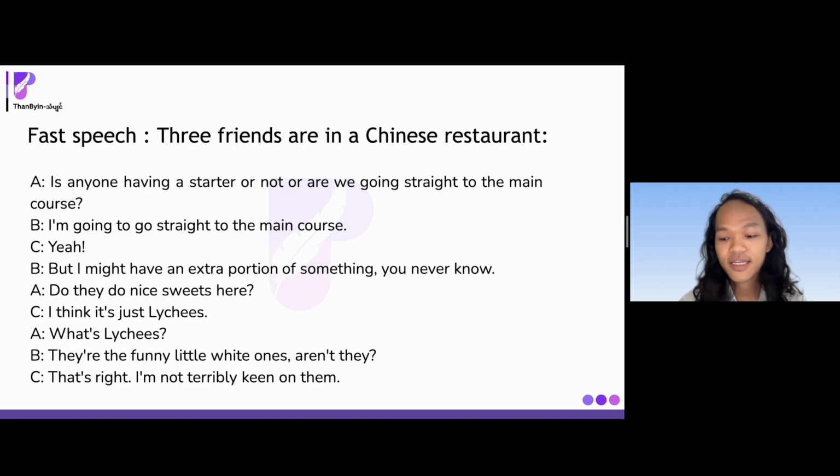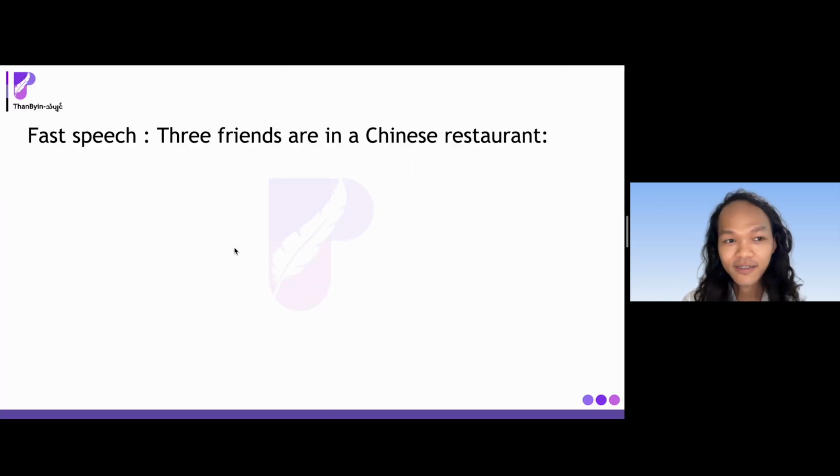Okay, I hope you got this. But actually in this case, we will try to focus on fast speech. That's why words within units are run together in a very fast way, and you have to produce them quite quickly. Okay, so let's check the answer and the possible answer.